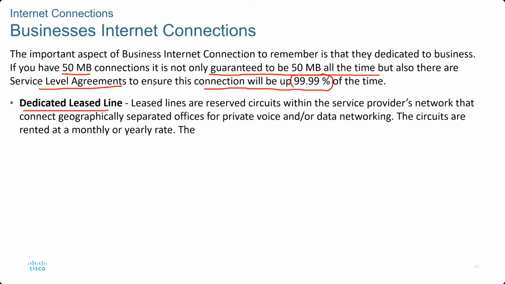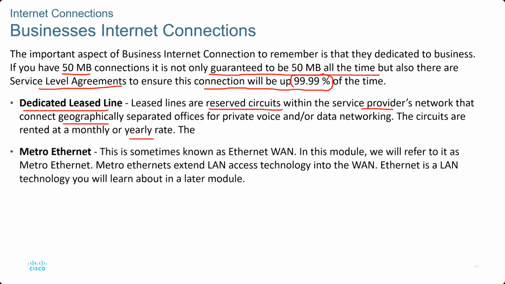The type of dedicated internet connection for an organization is called a leased line. So that's one type of it. These lines are reserved circuits within the service provider's network that connect geographically separated offices for private voice or data networking. The circuits are rented at a monthly or yearly rate. So this is one type of dedicated leased line that you can buy from an ISP.